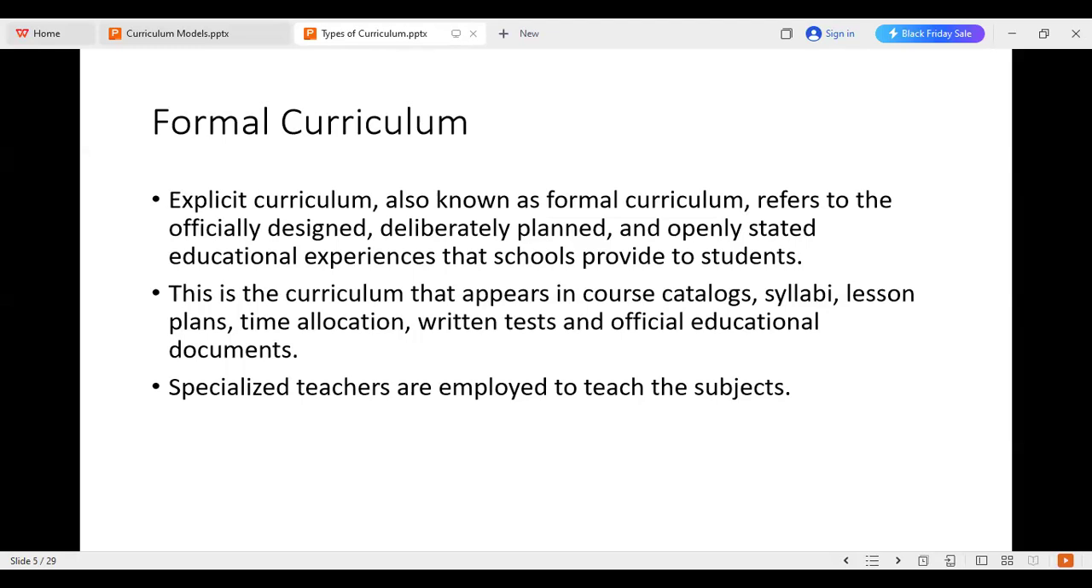Specialized teachers are employed to teach the subject. English teacher we call, science teacher, maths teacher, history teacher, language teacher, art teacher, IT teacher. Yes. They are specialized in their subject.